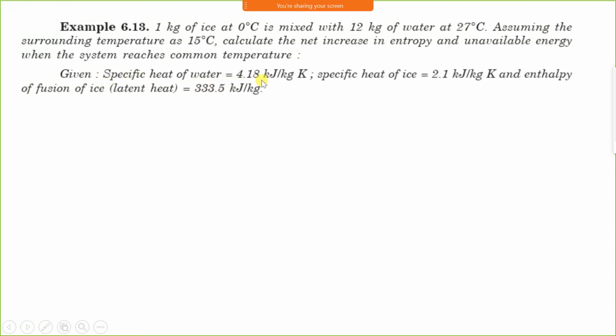Specific heat of water 4.18 kilojoule per kg Kelvin. Specific heat of ice 2.1 kilojoule per kg Kelvin. Enthalpy of fusion, that is latent heat of ice, 333.5 kilojoule per kg. In this case, latent heat of ice is given because ice is going to melt, and to melt, ice has to absorb latent heat to convert its phase from solid to liquid.